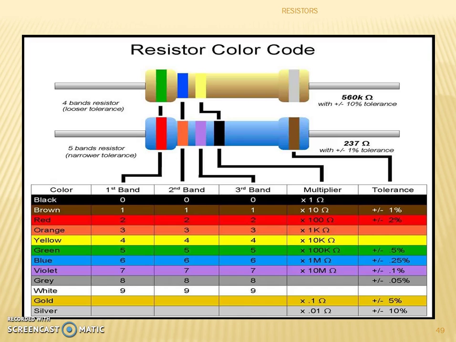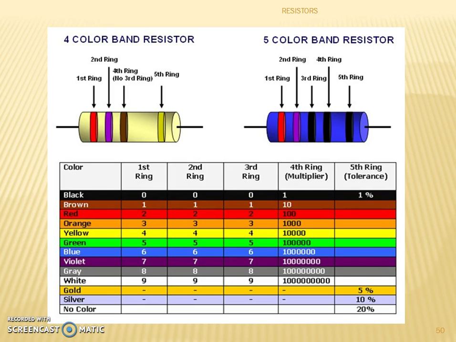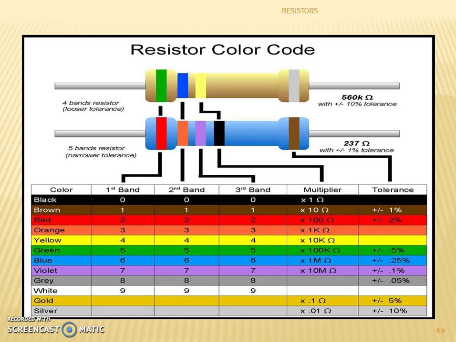So the first 4-band resistor indicates green color, which gets the first value as 5. Then comes the blue color, which gets the value as 6. Then comes the yellow color, which gets the value of the multiplier as 10,000. So the value directly comes as 560 kilo ohm with a tolerance of silver color, that is, silver color tolerance is plus or minus 10%. So the value comes as 560 kilo ohm with plus or minus 10% tolerance.